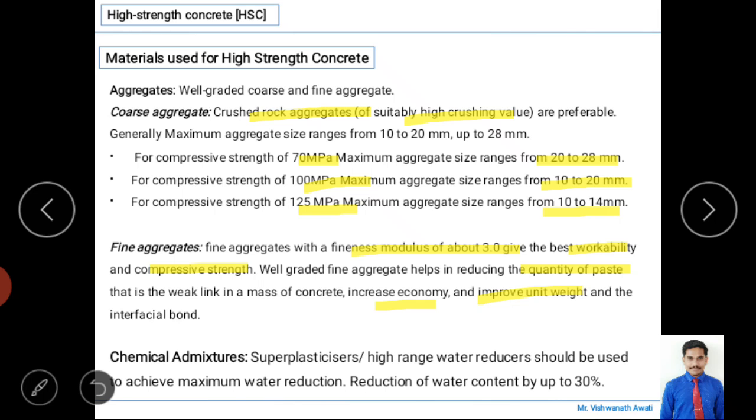Next is the use of chemical admixtures. Earlier it was mineral admixtures, now it is chemical admixtures. Chemical admixtures means superplasticizers.